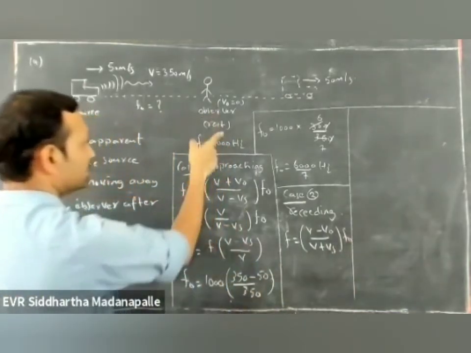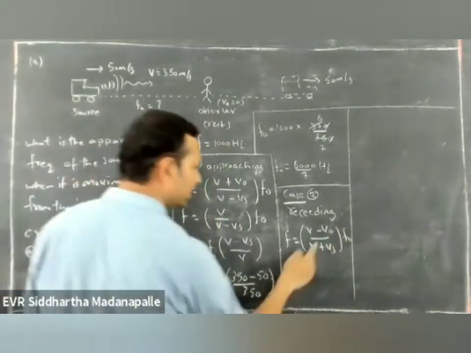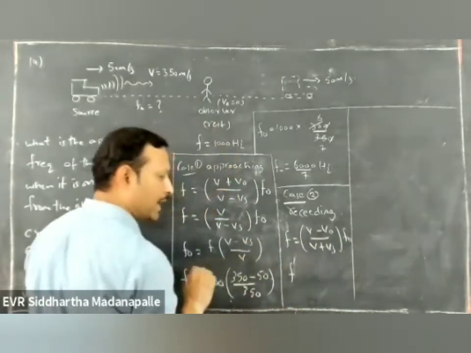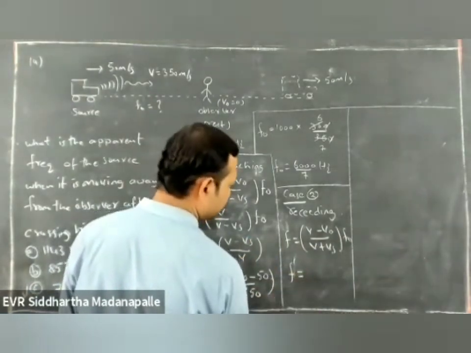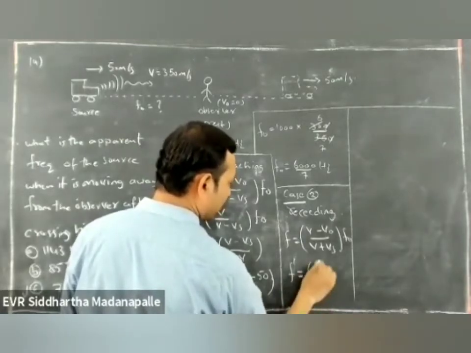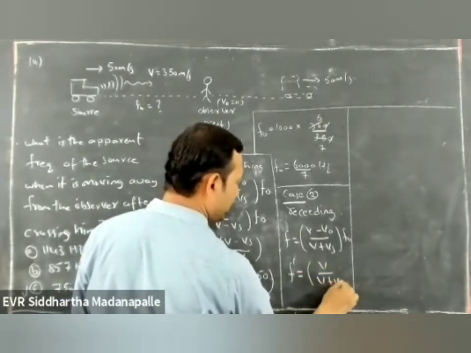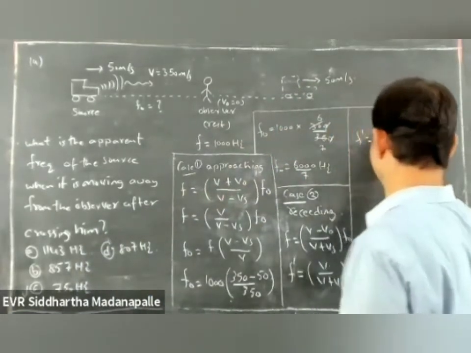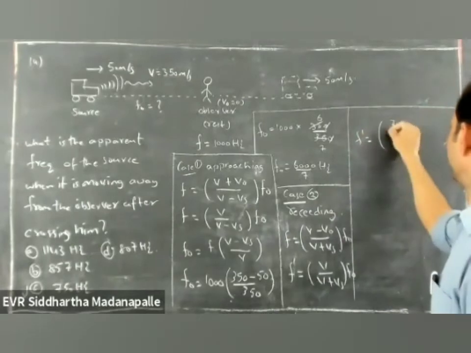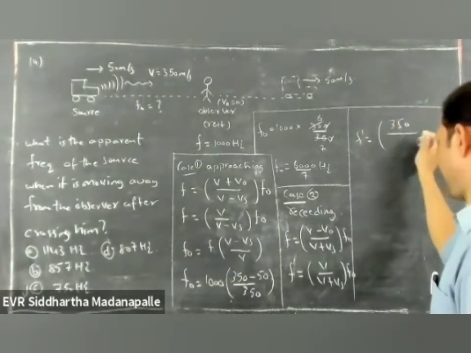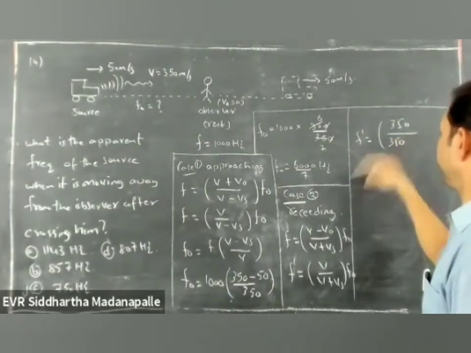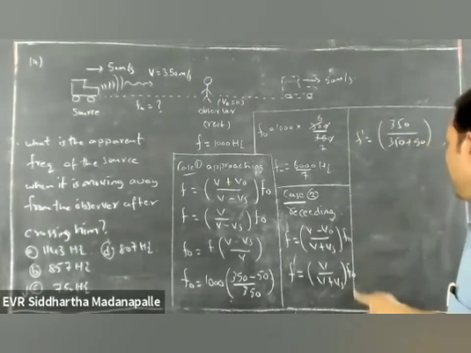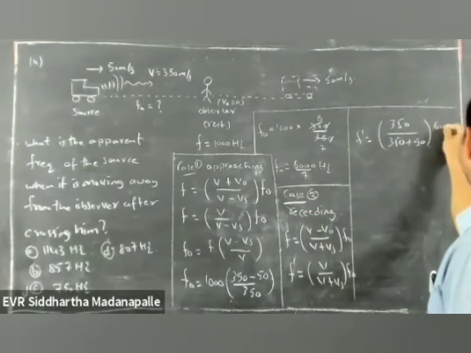So the apparent frequency formula, f is equal to v minus v naught by v plus vs into f naught. Now here the observer is at rest and v naught value is equal to 0. So what is the apparent frequency? Let us consider f prime. It is equal to v by v plus vs into f naught. So therefore f prime is equal to v, which is 350, by 350 plus 50, the speed here, into f naught value 6000 by 7.